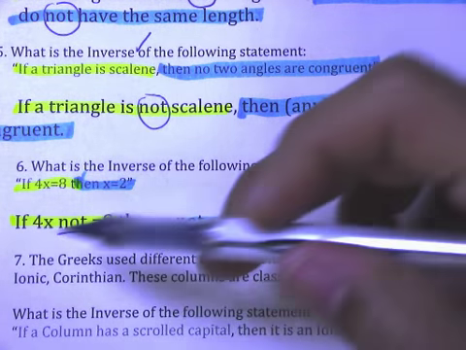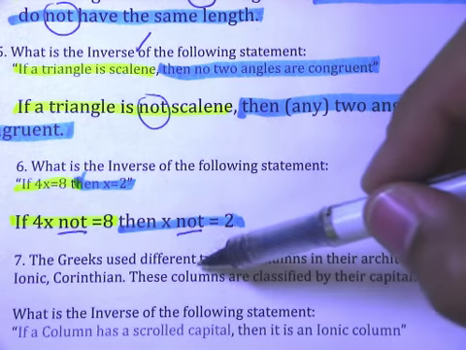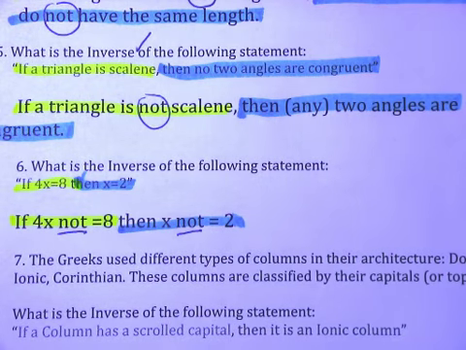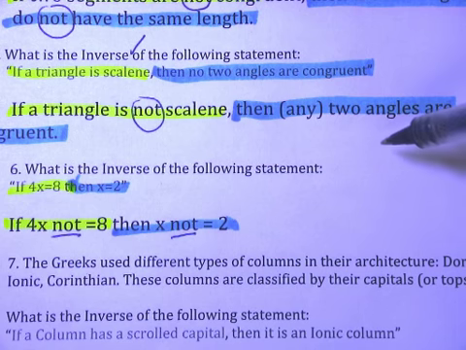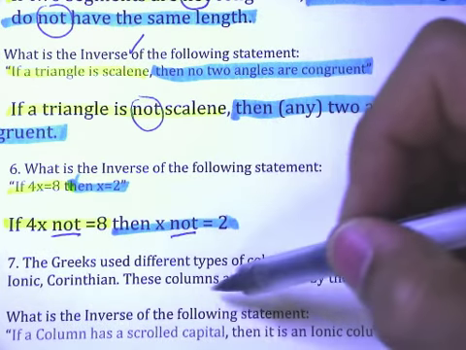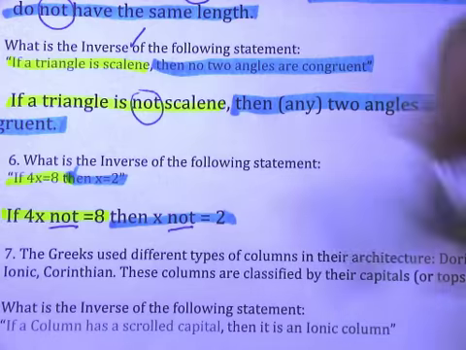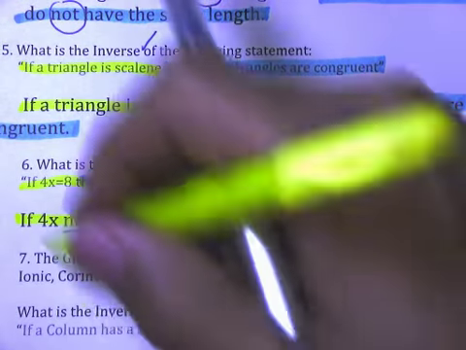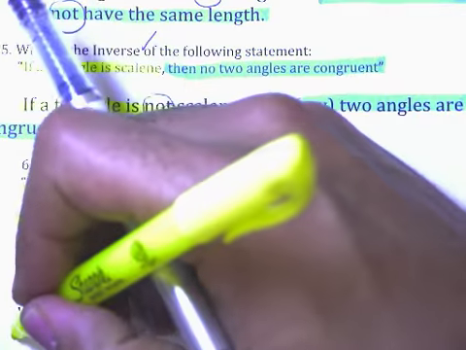Number 7. They tell us the Greeks used different types of columns in their architecture: Doric, Ionic, Corinthian. These columns are classified by their capitals or tops. Okay, so they gave us a prompt. Then they ask us, what is the inverse of the following statement?